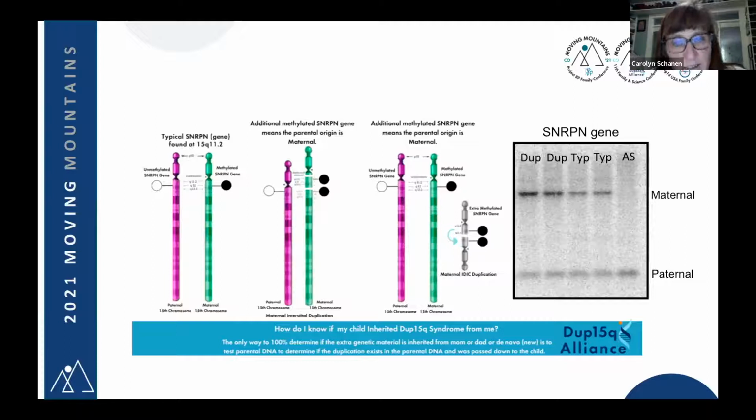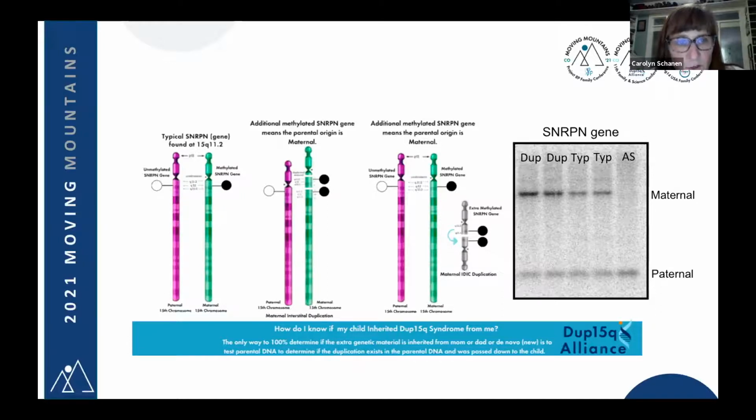So this is just to kind of give you a quick overview as to what a methylation study is. And again, I stole the image off the Dup15 Alliance website, so you can go back and do the homework again if you want to look at it. And what it does is it takes advantage of a gene called SNRPN on chromosome 15 that has a modification to the DNA that's called methylation. And the methylation on SNRPN actually causes the gene to be silenced or turned off.